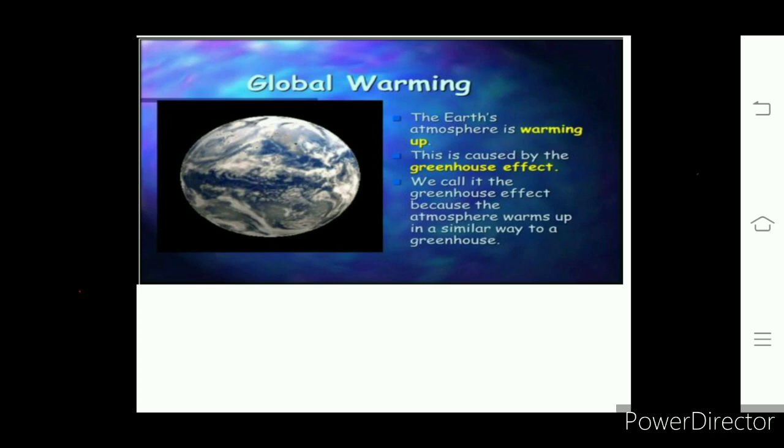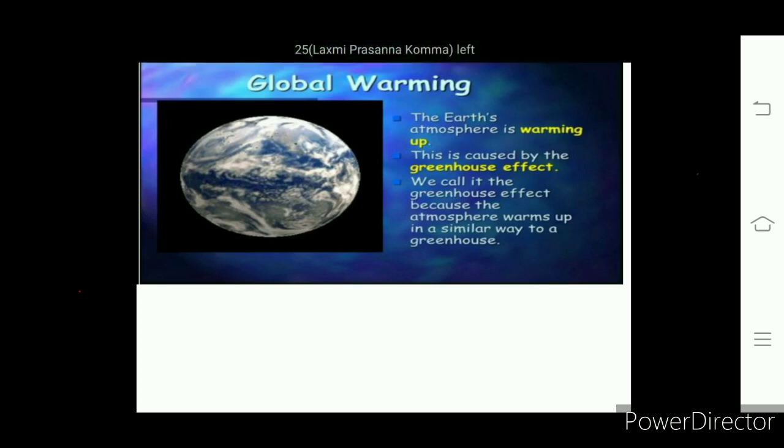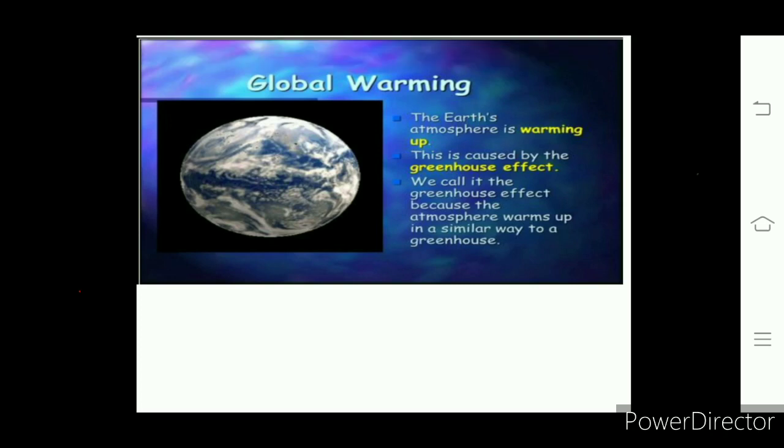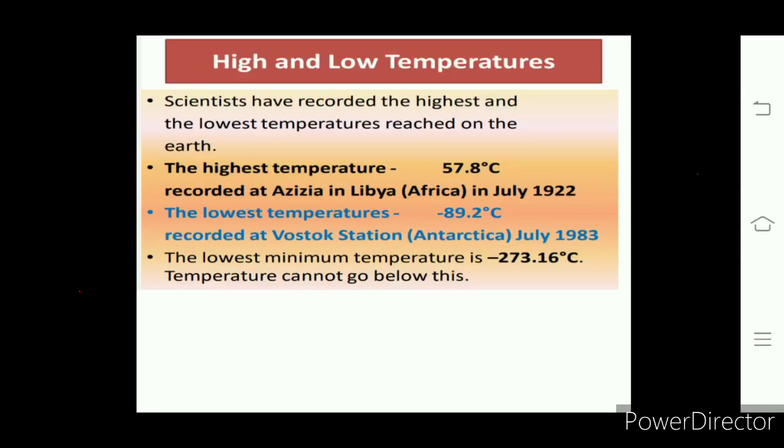We call it the greenhouse effect because the atmosphere warms up in a similar way to a greenhouse. Here certain gases make the earth's atmosphere retain heat. The greenhouse gases help keep the earth's surface warm. When the pollutants increase in the earth's atmosphere, the temperature on the earth increases, and that leads to what? Global warming. Okay, so let us see how the temperature is recorded.